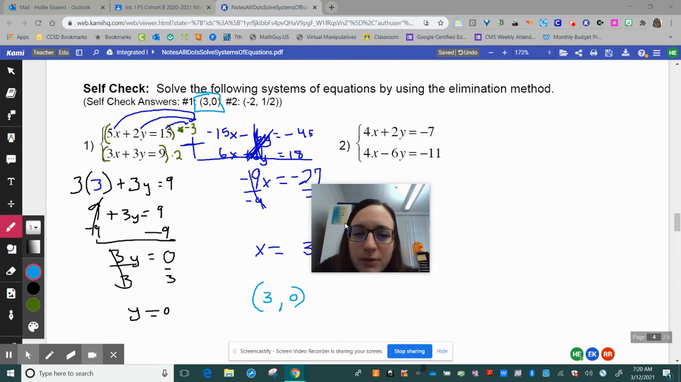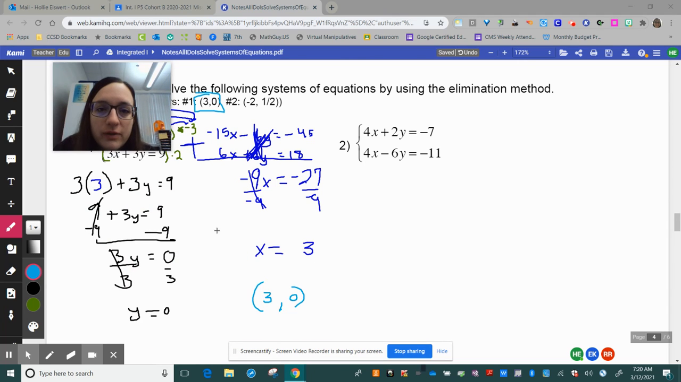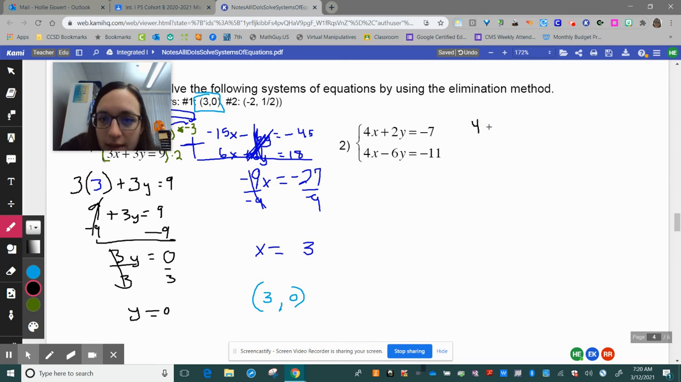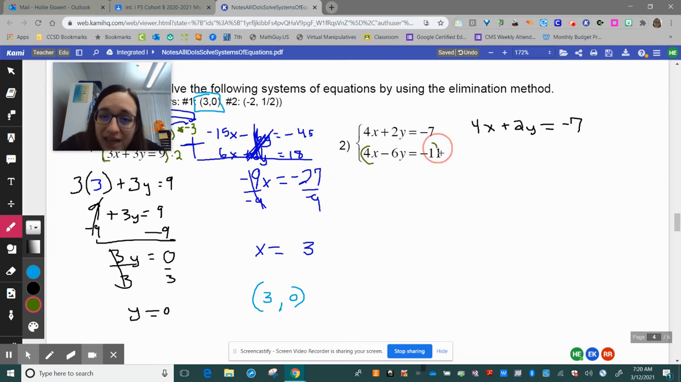I'm going to start you out for number 2, because number 2 is actually easier to get rid of your x's. Why? Look, the 4's are exactly the same. We just have to pick one to multiply by a negative. So I'm going to rewrite our first equation because that one can stay. 4x plus 2y equals negative 7. And then our second equation, we can just multiply everything by a negative 1, which just flips our signs around.